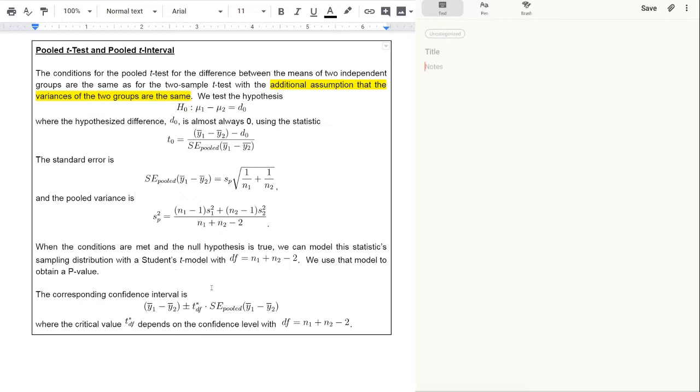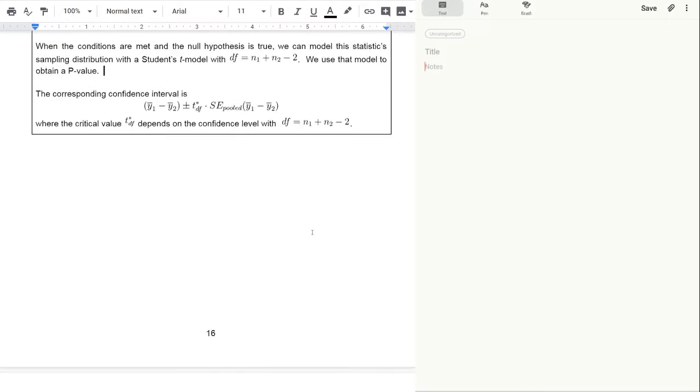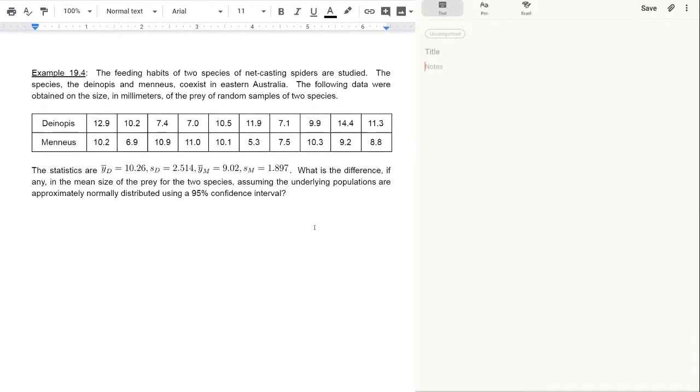So we're going to look at finding a confidence interval. Recall that for a confidence interval, we look at the estimate, which will be the difference between the two sample means, so y1 bar minus y2 bar. We add and subtract a critical value times the pooled standard error. And recall that the critical value is going to depend on the level of confidence and the number of degrees of freedom. All right, so let's have a look at the example here.